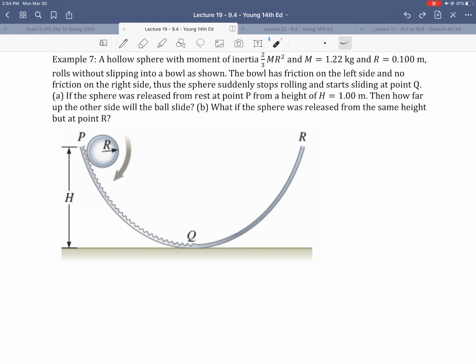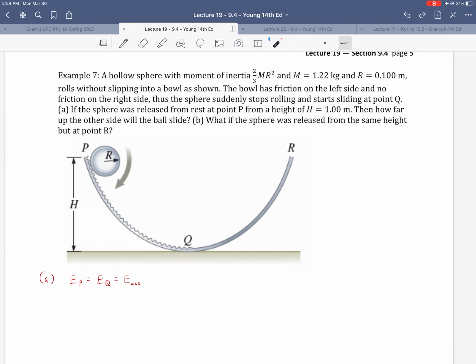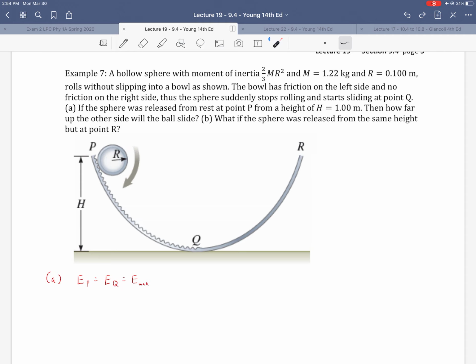Okay, but this is example 7. This is one I do want to show you. So what's going on here? A hollow sphere with a moment of inertia of 2/3 mr squared. That's the same sphere we saw before, and that's true of any uniform hollow sphere. We're given its mass and we're given its radius. It turns out its mass will cancel out. It's going to roll without slipping into a bowl as shown. The bowl has friction on the left side and no friction on the right side. Over here where it's shown to be bumpy, that's where the friction is. Over here where it's totally smooth, that's the no friction part. Thus the sphere suddenly stops rolling and starts sliding at point Q.